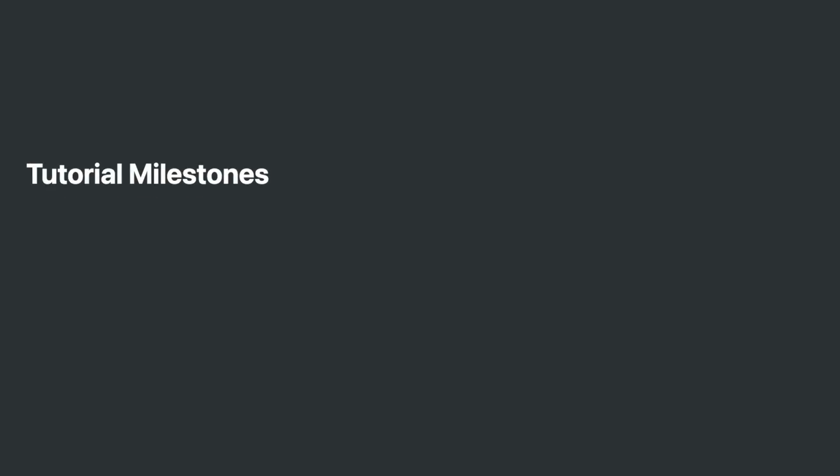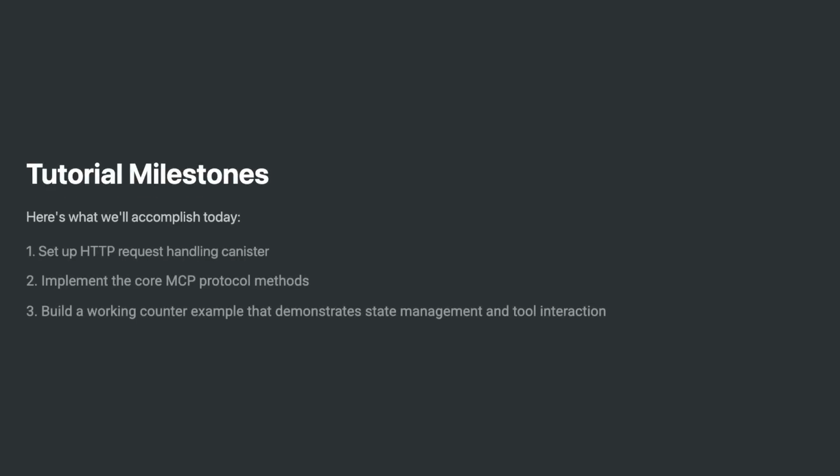Here's what we'll accomplish today. First, we'll set up HTTP request handling for both read-only queries and state-modifying updates. Then, we'll implement the core MCP protocol methods: getInfo for server metadata, listTools for tool discovery, and callTool for tool execution. Finally, we'll build a working counter example that demonstrates state management and tool interaction. This foundation will give you everything you need to create your own decentralized AI tools on the Internet Computer network.